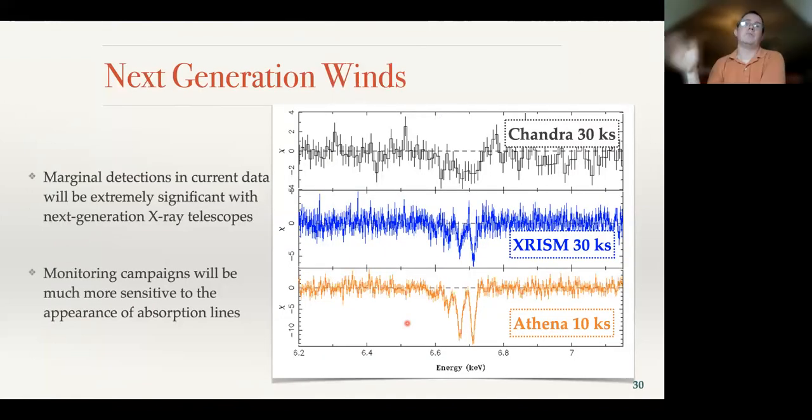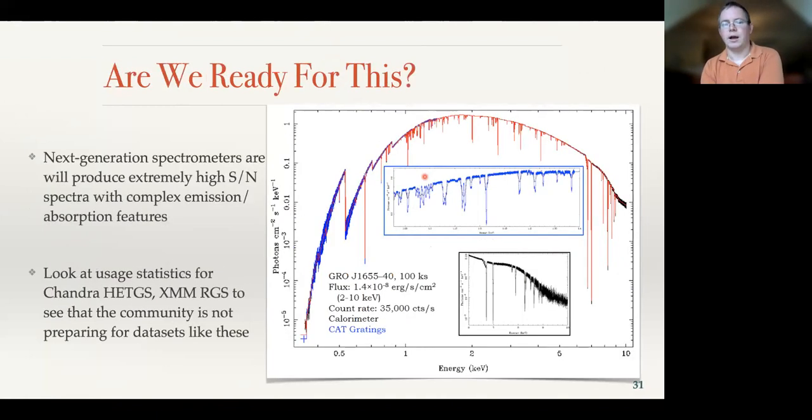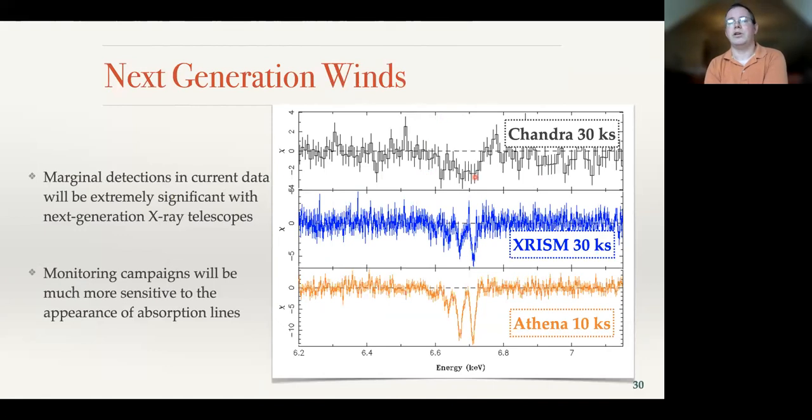If you simulate what an accretion disk wind might look like in a 30 kilosecond observation with Chandra, you might see a marginal detection of an absorption line, depending on the ionization and the column density and so on. Those detections that are marginal in data now are going to be extremely significant with next generation X-ray telescopes. This is 30 kiloseconds with XRISM. This is 10 kiloseconds with Athena. So as we launch our next generation facilities, we're going to be much more sensitive to the appearance of absorption lines.